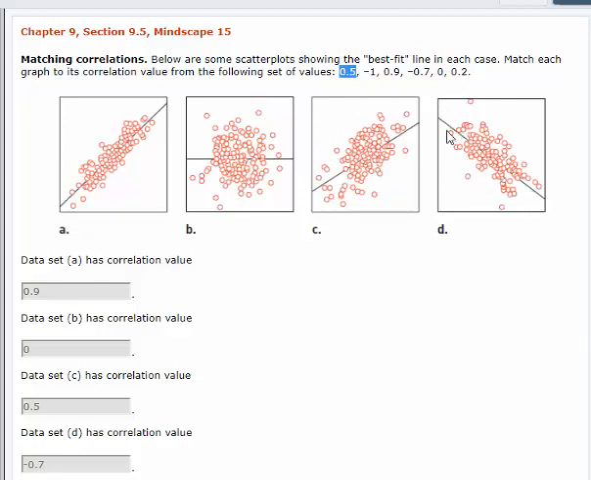Similarly, right here, since this is sloping downward, it means there's negative correlation between the data values. And since it can't be -1, the correlation value for graph D has to be -0.7. All right, class, I hope this helped you understand the difference between these R values and what the graphs might look like.